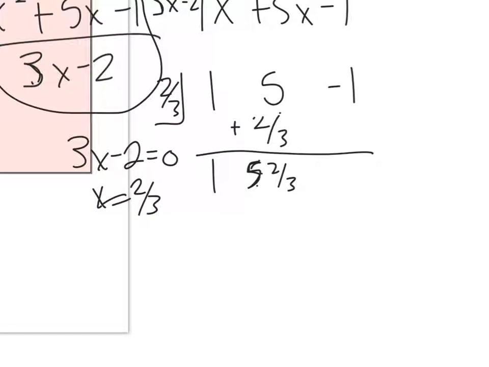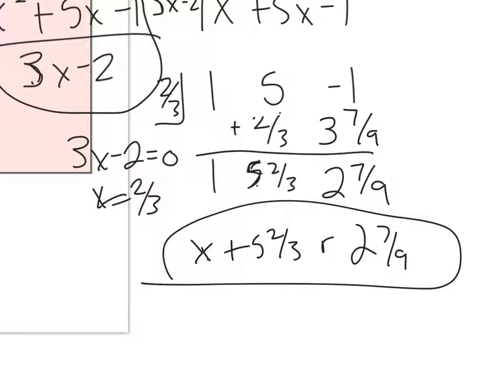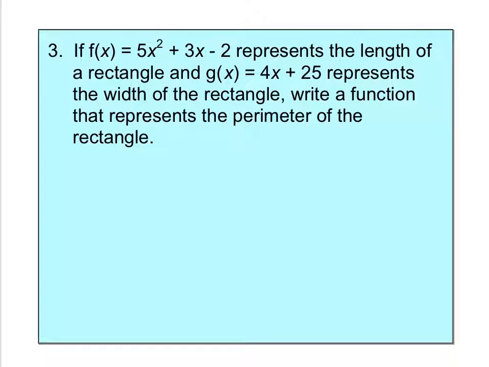5 2/3 times another 2/3. This is going to be 3 7/9. So that would be 2 7/9. So that becomes x plus 5 2/3 with remainder 2 7/9. Kind of an ugly problem, but you'd still be dividing that. If you tried to divide it and it didn't work, that would be fine. So let's take a look.